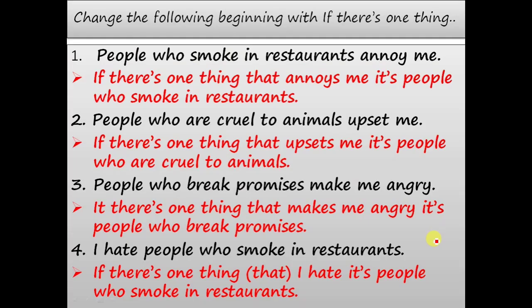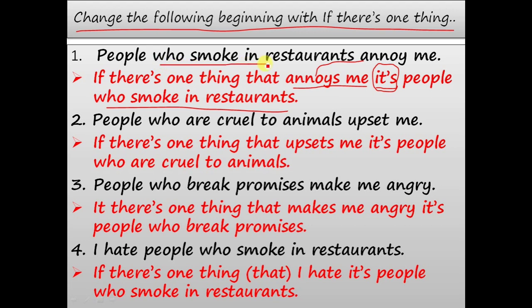Now let's do some of the questions that are given in your book. Change the following sentences beginning with if there is one thing. Okay, let's do it. People who smoke in restaurants annoy me. This is a subject relative clause. So if there is one thing, that plus the given attitude verb, annoy me. So use V5. That annoys me. Most of the students use only 'it', but please use it's people who smoke in restaurants, same WH clause.